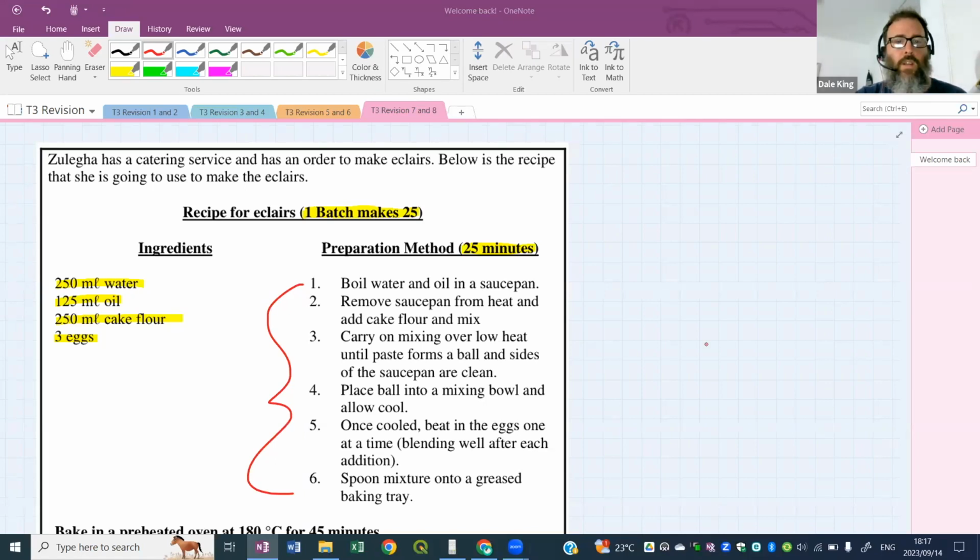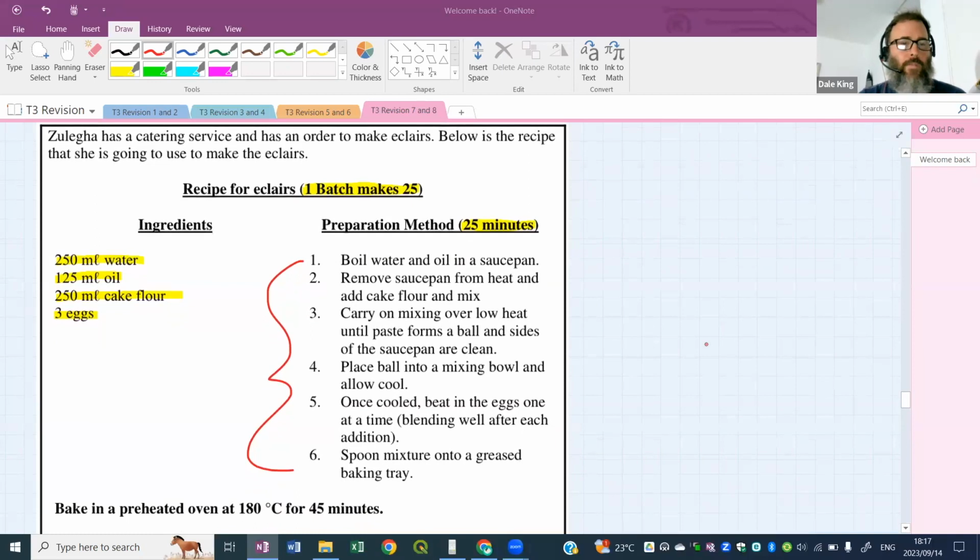All right, so those are the instructions there. I don't know if they'll ask questions on that, but they could. And then down here at the bottom, bake in preheated oven at 180 degrees Celsius for 45 minutes. When I see degrees Celsius, I'm sure they're going to ask us a degree Celsius to Fahrenheit conversion.